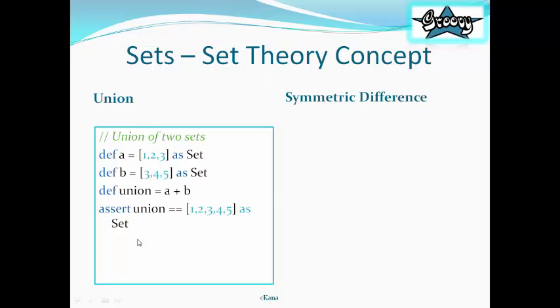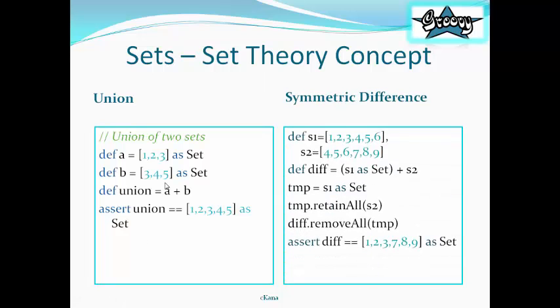Then we have the symmetric difference concept. This is again set 1, this is set 2, and this is the difference. Two sets A and B and a third set C, where C combines all the elements of A and B except the items existing in both A and B. So set C would be a symmetric difference between A and B, where we don't have the items that exist in both of them.